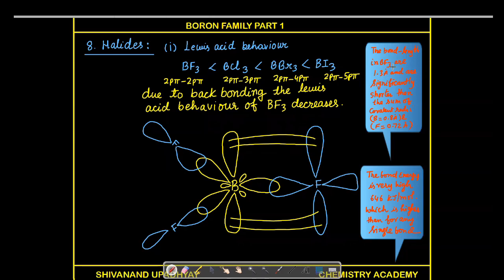So there is something which contributes to pi bond in BF3. Another result is there. The bond energy is very high, equal to 646, which is higher than for any single bond. Like in the hydrogen molecule, we know that 434 is the bond energy of the hydrogen single bond. This is 646, right? So this high value can only be explained by back bonding. So this is the BF3 molecule.